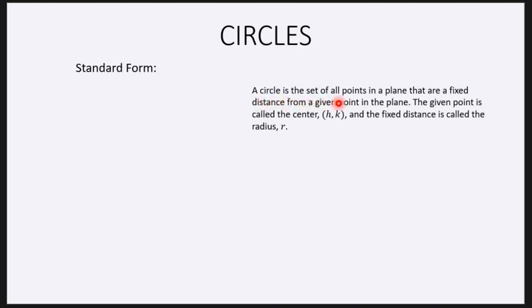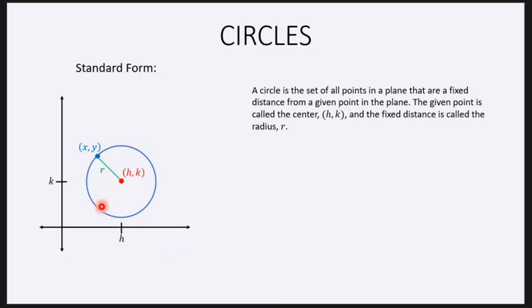A circle is the set of all points in a plane that are a fixed distance from a given point in the plane. The given point is called the center and is denoted (h, k) as an ordered pair, and the fixed distance is called the radius of the circle. So here we have a set of points in blue all the way around that are at fixed distance r from the center, which is at (h, k).